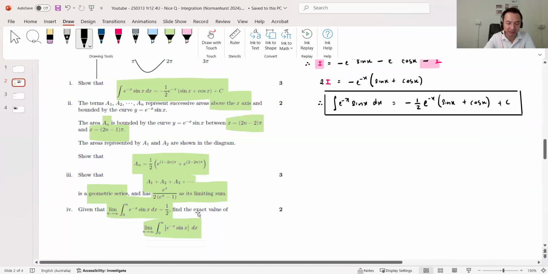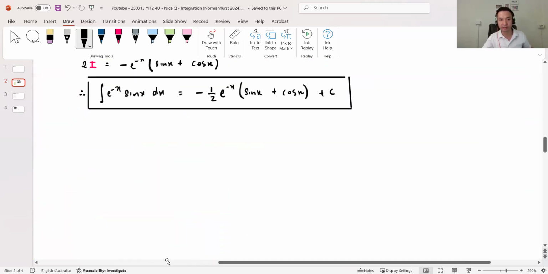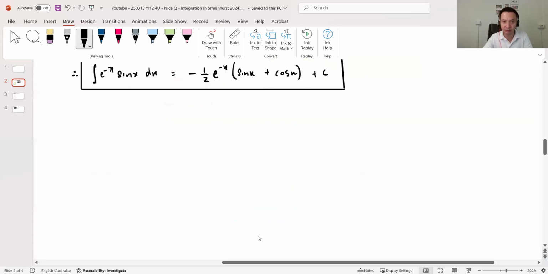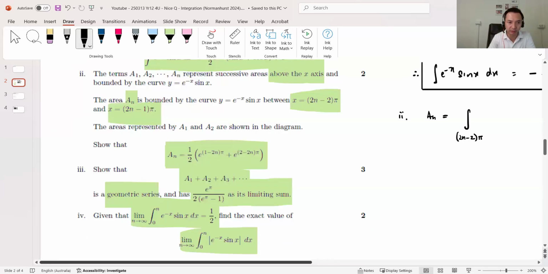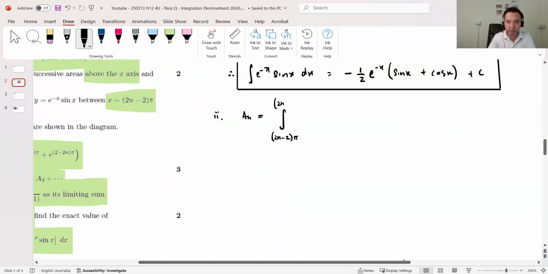Part B is basically trying to get me to sub in the limits. Okay, cool. Now there's only one catch when you're subbing in these limits, and I'll show you what it is. So part 2, a_n is when you sub the limits into the integral. Now, what were the limits? 2n minus 2 pi, and was it 2n minus 1? Yep. 2n minus 1 pi into e^(-x) sin x dx.